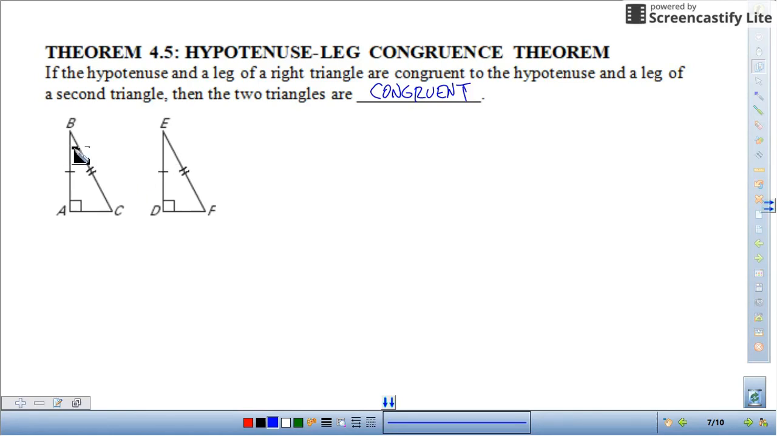We don't have to show that the included angle is congruent. We don't have to show that the other side or the other leg is also congruent. If we can just show that the hypotenuse and one of our legs is congruent to the corresponding hypotenuse and leg, then we can say that the 2 triangles are congruent.